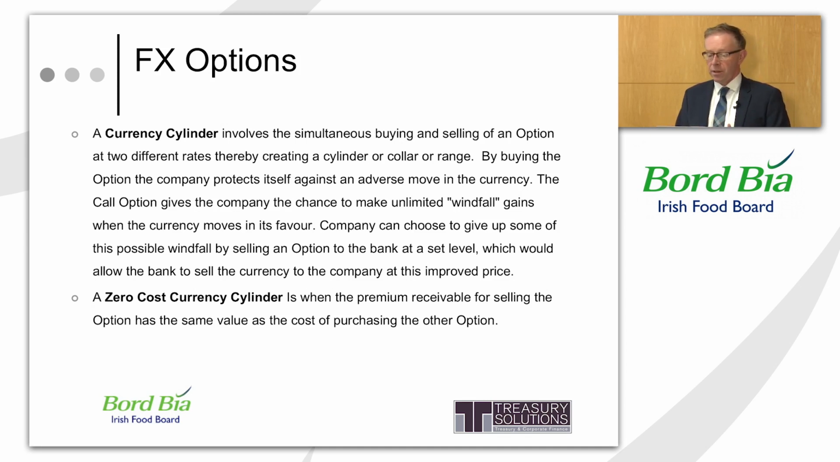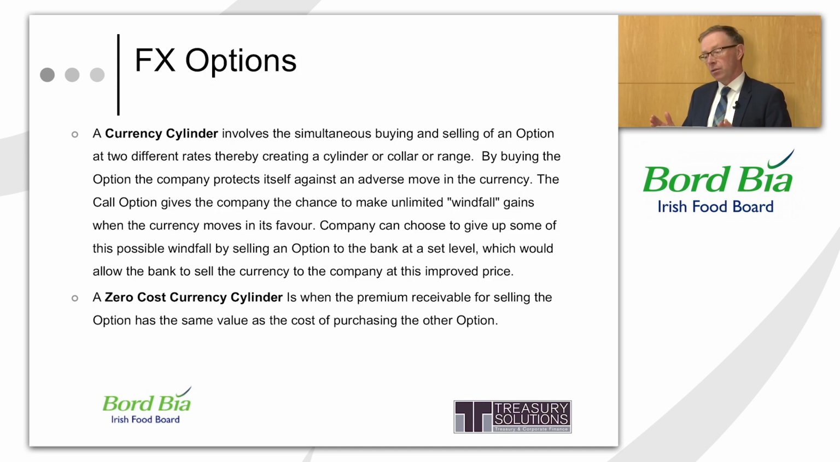If I'm selling sterling and the rate goes below 86, I don't get the benefit below 86. Equally, if the rate rises above 90, I don't have the cost above 90. So it creates literally this range or cylinder within which it works. And it is possible to structure that as what we call a zero cost cylinder, which means we can set it up in such a way that we pay nothing for it, but it has a defined range.